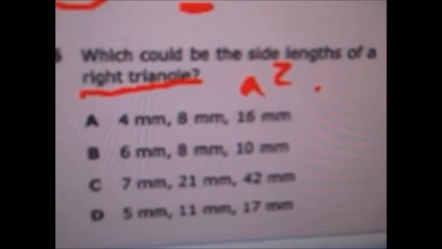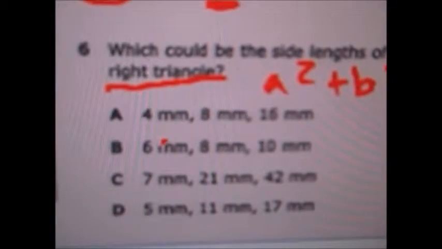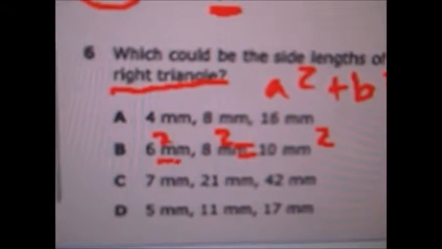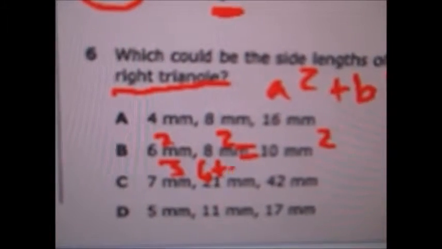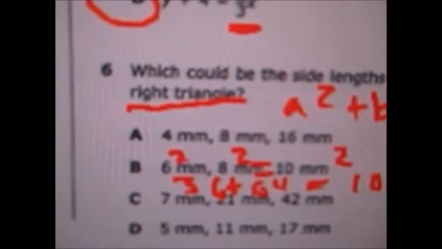Right triangles always have a squared plus b squared equals c squared. That means looking for a perfect Pythagorean triple where one leg squared plus the other leg squared equals the hypotenuse squared. 6 squared is 36, 8 squared is 64, 10 squared is 100. 36 plus 64 is 100. This is the one, B.